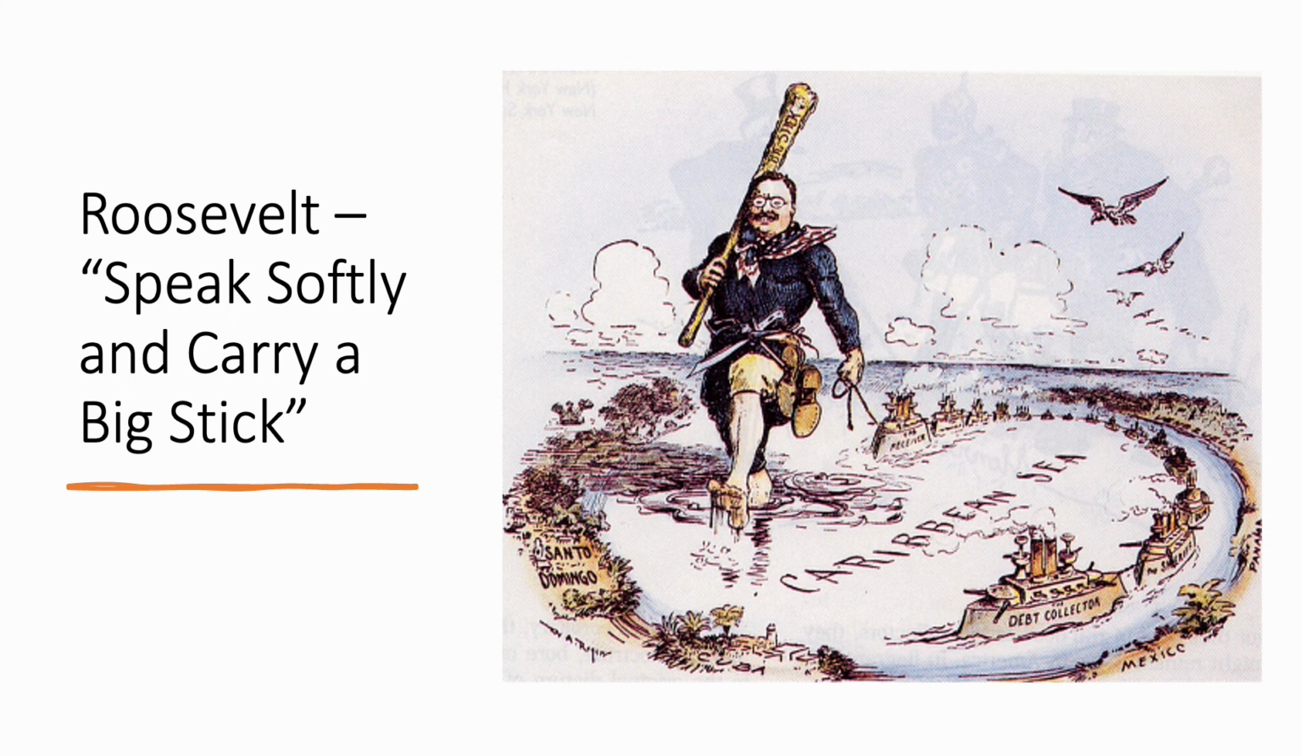So a saying that is connected with Roosevelt is speak softly and carry a big stick. So he's nicely telling these nations to basically mind their own business, stay out of the region, and as long as you do that, everything will be fine. But if you decide to intervene and come to our region, we will fight you. We will push you out.